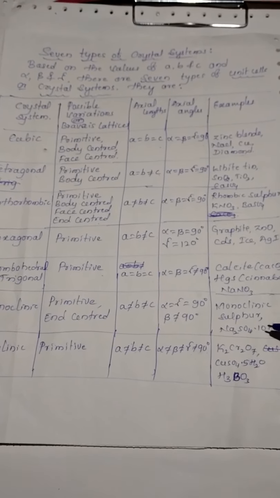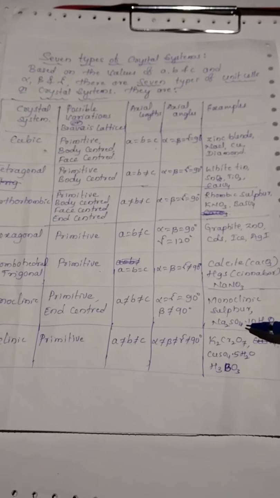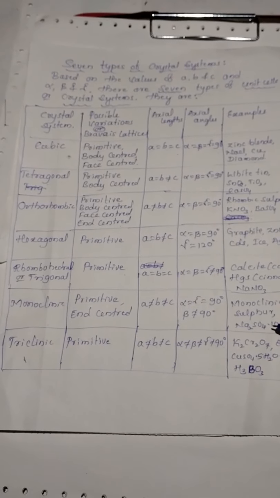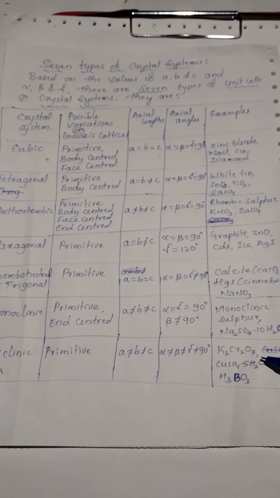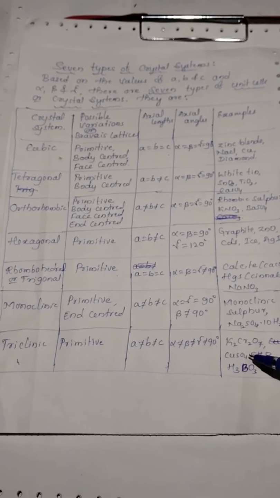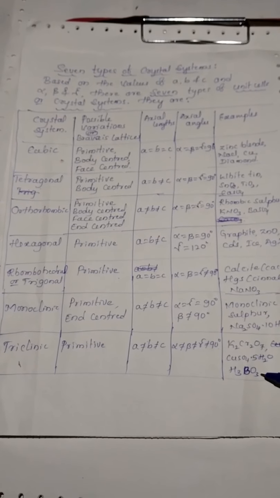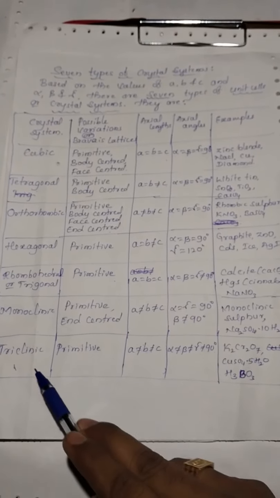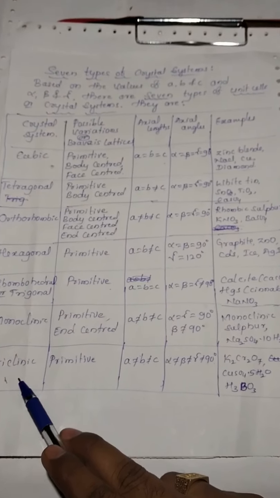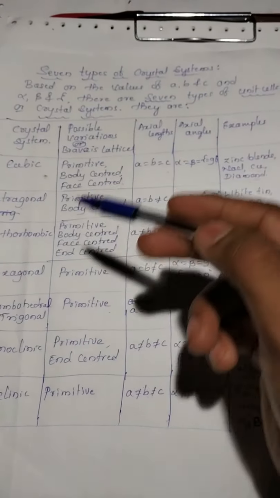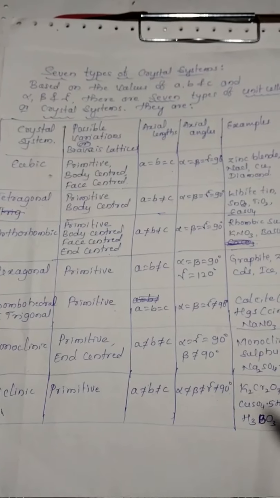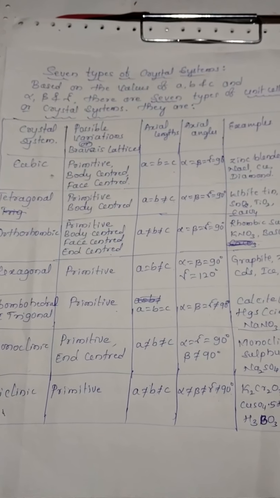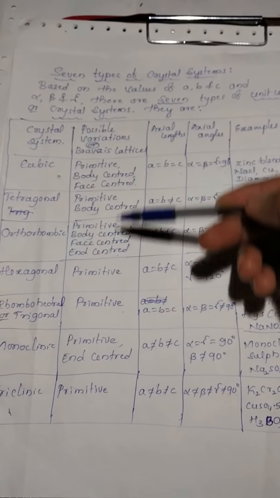Monoclinic sulfur or hydrated sodium sulfate. These are the examples of monoclinic crystal system. Potassium dichromate, pentahydrated copper sulfate and H3BO3. These are the examples of triclinic crystal system. Okay, these are the very important 7 types of crystal system, along with the Bravais lattices.